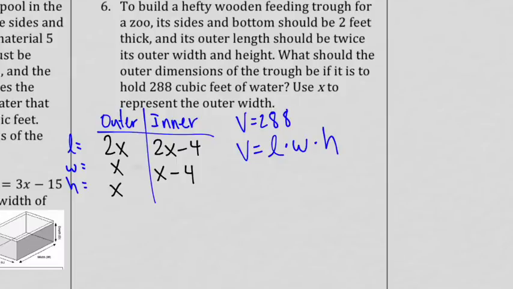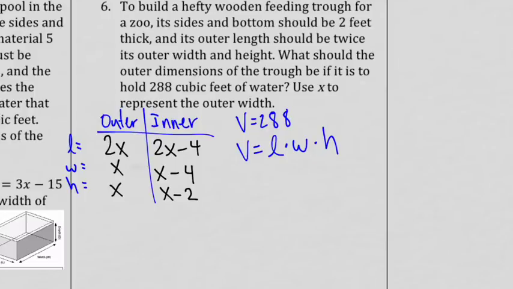The height is different. Since it's open on the top, it only has thickness at the bottom. So you only have to subtract the thickness for the bottom, so it's going to be x minus 2. The 2 represents the thickness of the bottom. The 4 represents the thickness of the two sides, because we're talking about width and length, so they have side thickness on both sides. Alright, using that, now we can solve this. We're going to use the formula, plug in these values and the volume to solve. It's going to look like this.